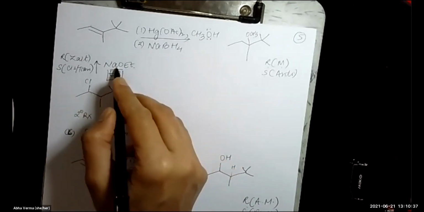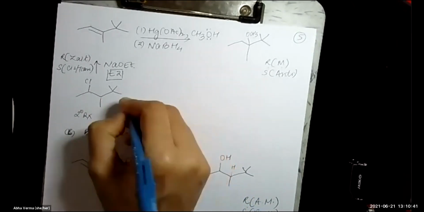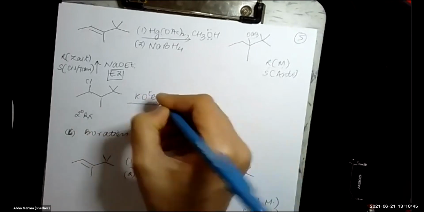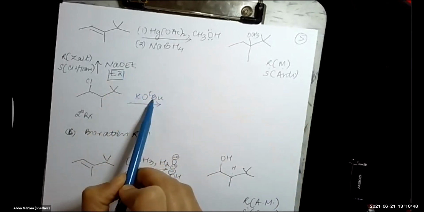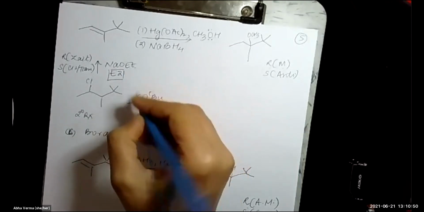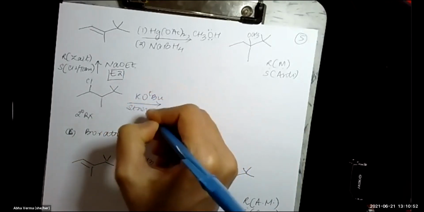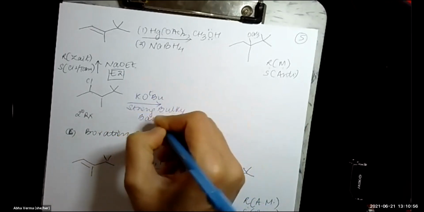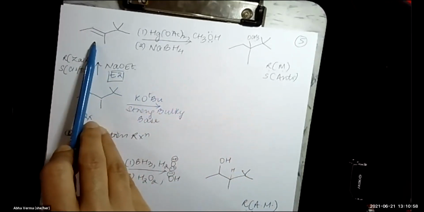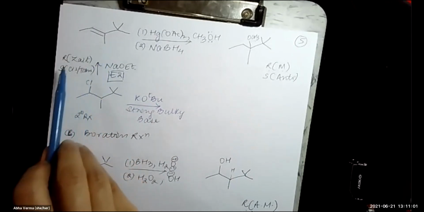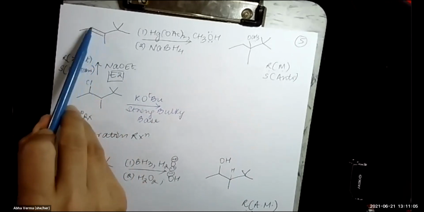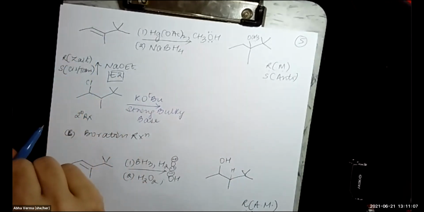What if instead of this sodium ethoxide, I had added potassium tert-butoxide? Now, this is still a strong base, but a strong, bulky base. Will I get the same alkene? I will not get the same alkene. My regiochemistry for this is a Zaitsev's. More substituted alkene was formed.